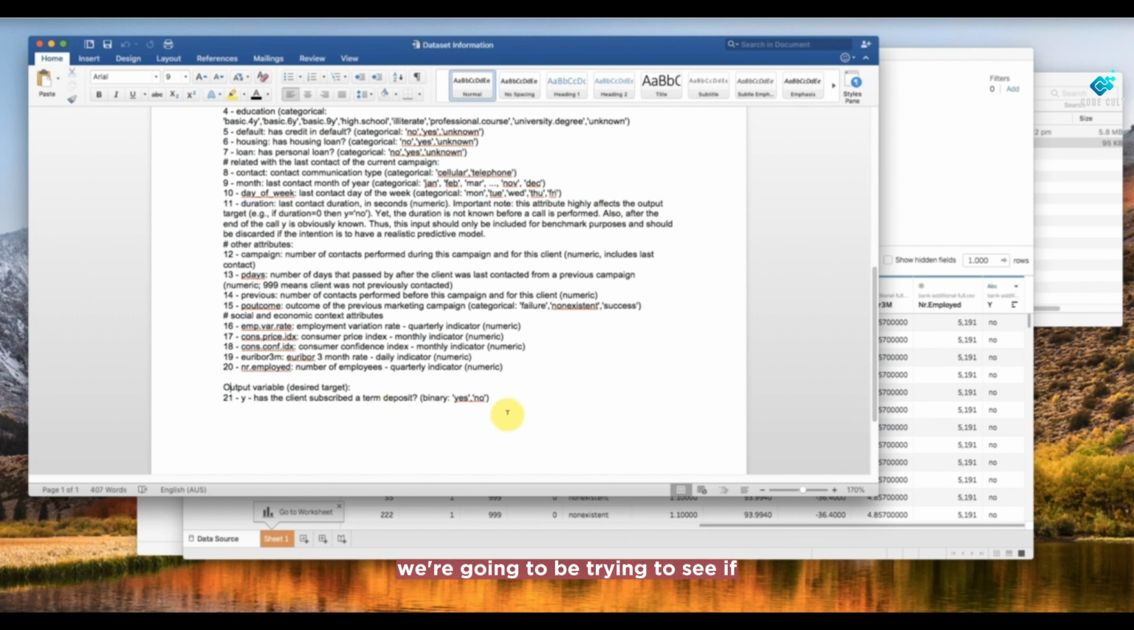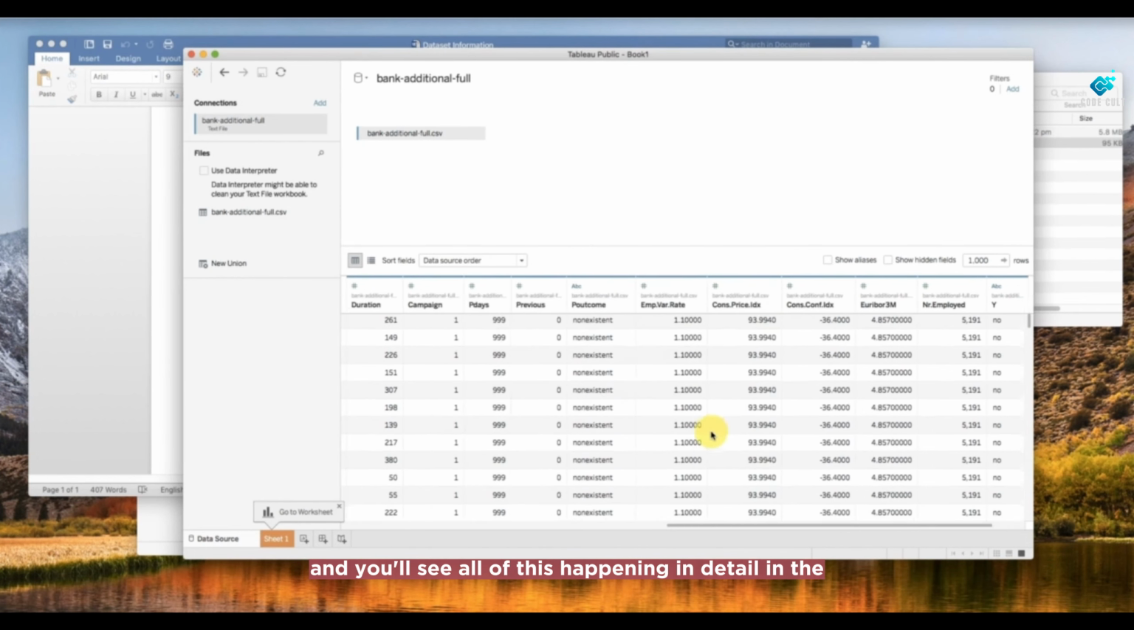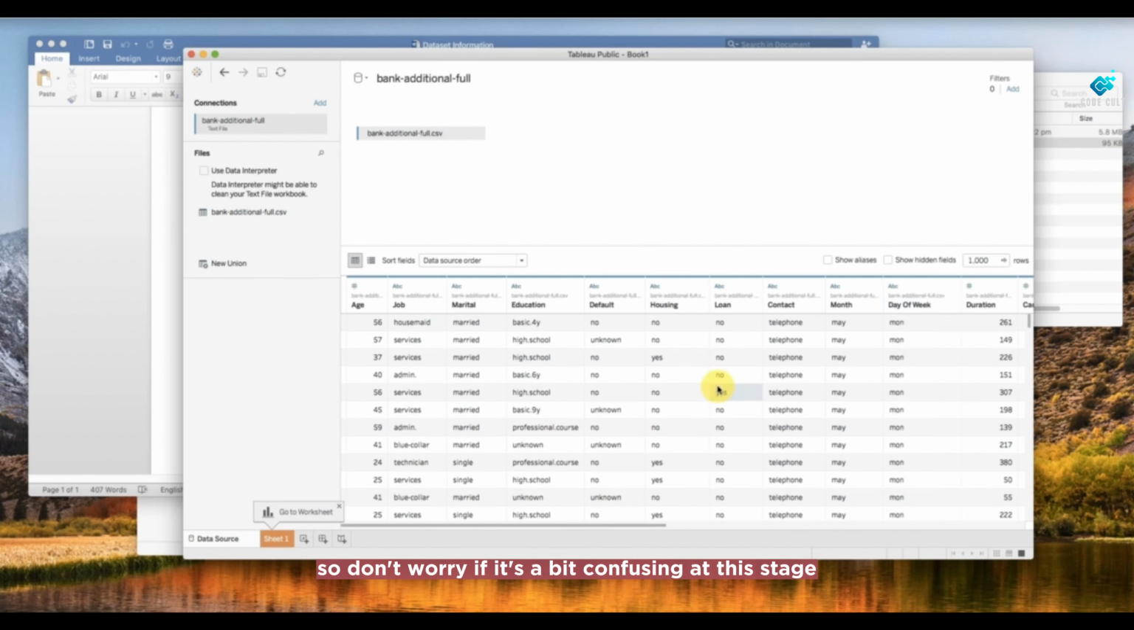We're going to be trying to see if there's any correlation between this variable and the previous variables, if any of them are correlated with this. So in the future, we can say, people with more education or with less education are more likely to subscribe to this loan, to this new product. That's how it works, and you'll see all of this happening in detail in the coming tutorials, so don't worry if it's a bit confusing at this stage.